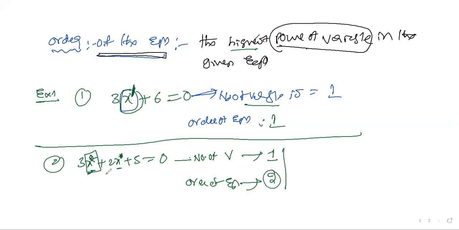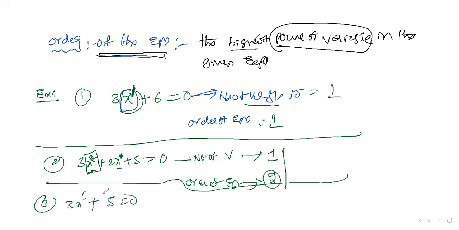Next, I'll take another example to get more clarity: 3x³ + 5 = 0. The number of variables is only x, that is 1. Next, what is the order of the equation? How much is the power of x? So the order of the equation is 3. Are you clear? The order of the equation is 3.